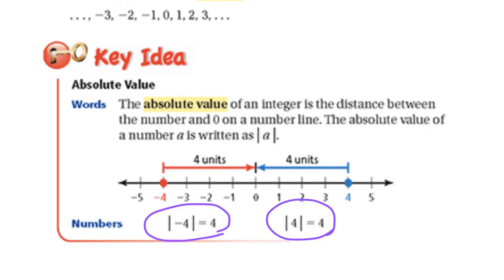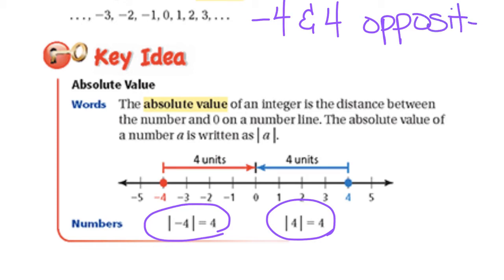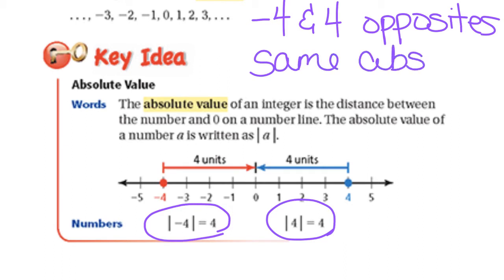The absolute value of -4 is 4. The absolute value of 4 is 4. If you look at these two numbers, -4 and 4 are opposites. And since they are opposites, they have the same absolute value. This is important to know about opposite numbers.